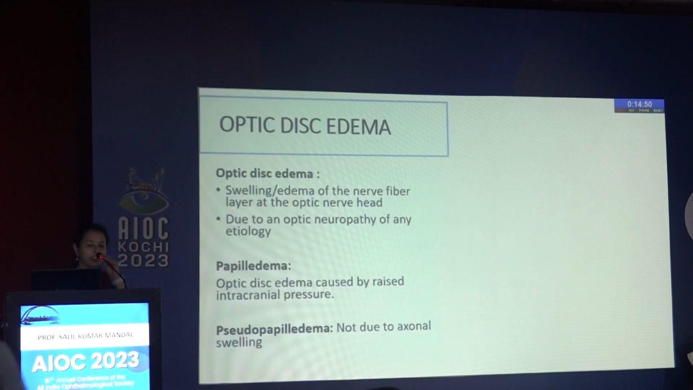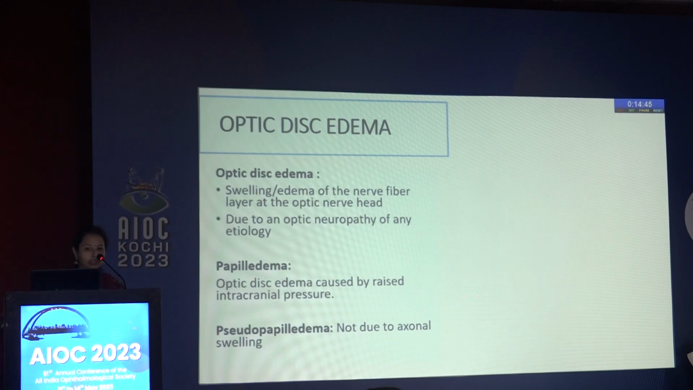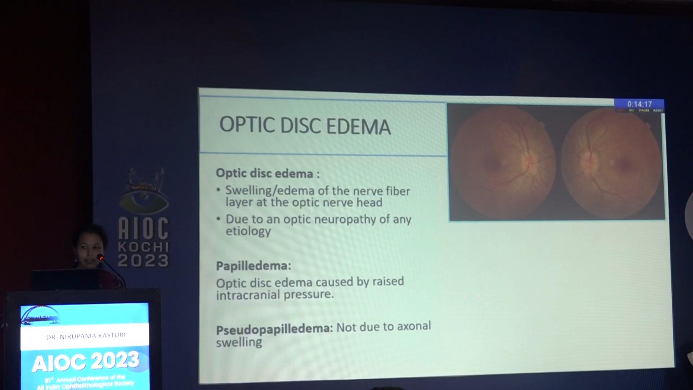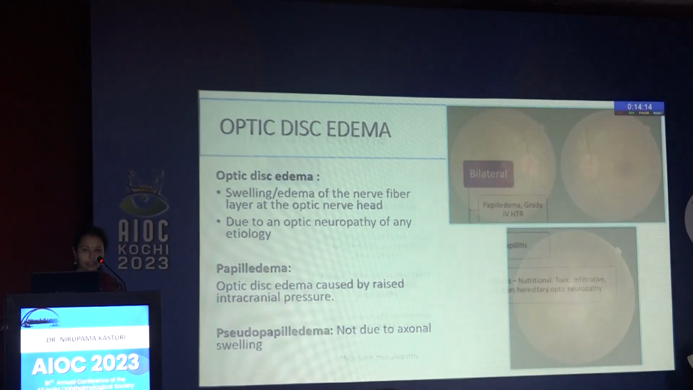So what is the definition of optic disc edema? It is the axonal swelling or edema of the nerve fiber layer at the optic nerve head due to optic neuropathy of any etiology. Optic disc edema is a wider term, but the term papilledema is used when optic disc edema occurs because of raised intracranial pressure. There is also another term called pseudopapilledema, where there is an appearance of a disc swelling, but there is no true axonal swelling or edema of the nerve fiber layer. This can be bilateral, as you can see here, or unilateral disc edema.